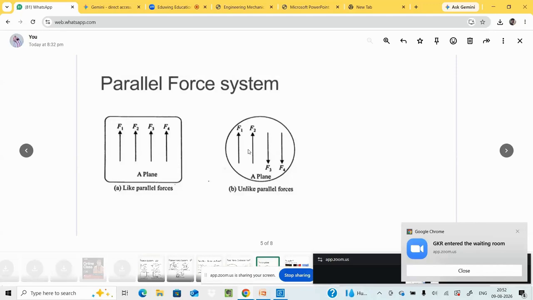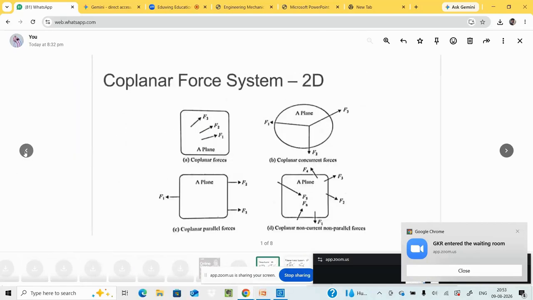Any doubts in this one now? Okay, sir. If I am fast, kindly slow me down. The F1, F2, it's a force point, right, sir? F1, F2 are different numbers of forces. If you have only one force, it is F1. If you have three forces or more than two forces, it is based on the numbers I've given. Okay, clear, sir.